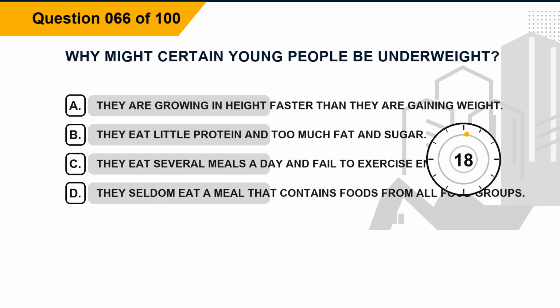Question 66. Why might certain young people be underweight? Option A, they are growing in height faster than they are gaining weight. Option B, they eat little protein and too much fat and sugar. Option C, they eat several meals a day and fail to exercise enough. Option D, they seldom eat a meal that contains foods from all food groups.